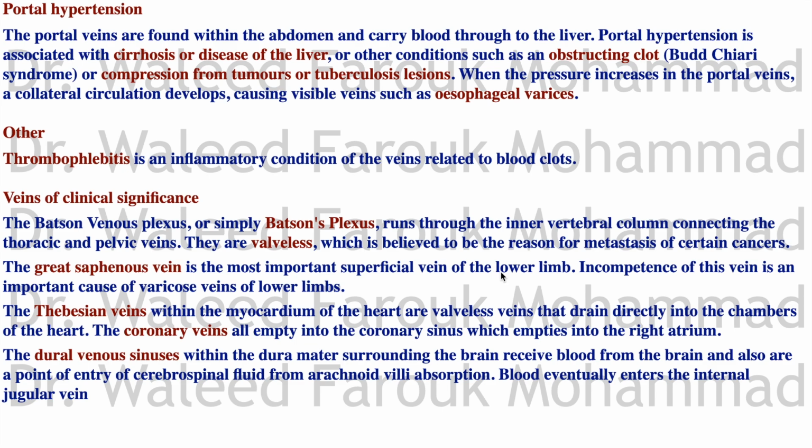The dural venous sinuses lie within the dura matter surrounding the brain. They receive blood from the brain and are also a point of entry of cerebrospinal fluid from arachnoid villi absorption. Blood eventually enters the internal jugular vein mainly through the sigmoid sinus.